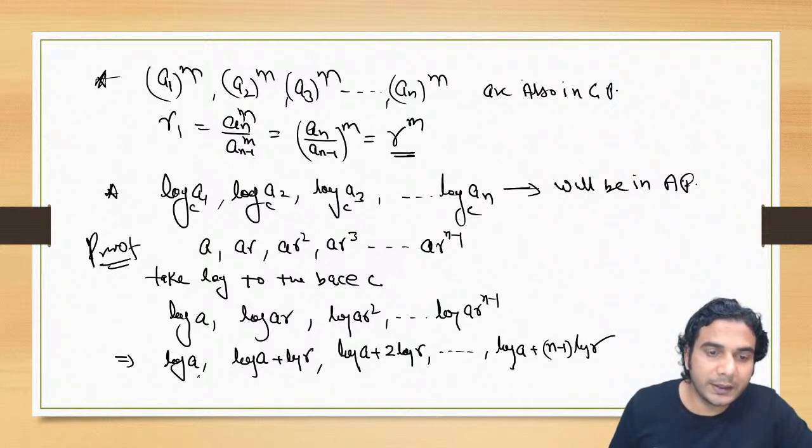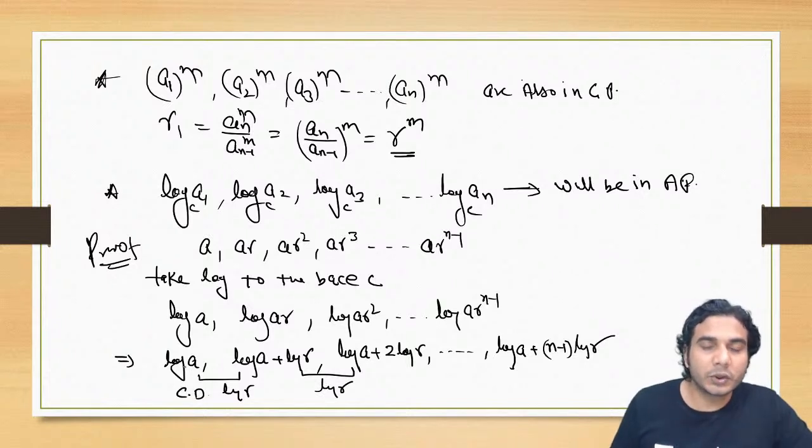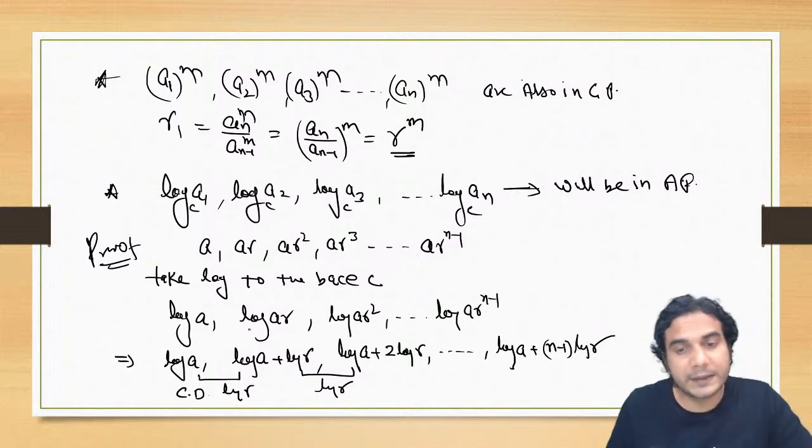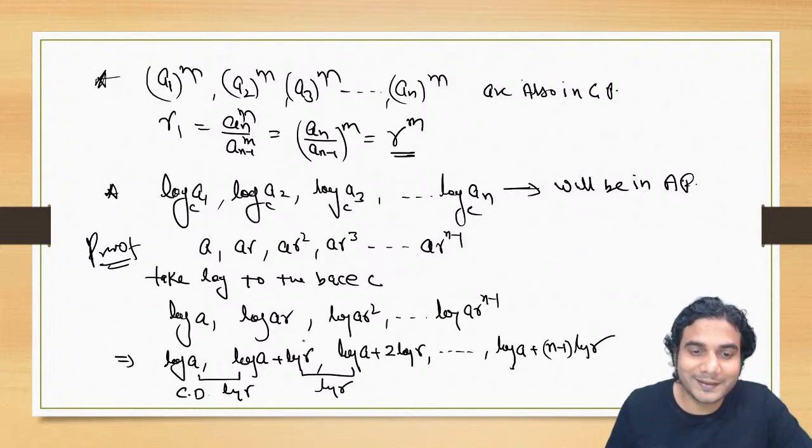Now if you see the difference of these two, it's log R, difference of these two is log R, right? Common difference. Or you can say first term is log A, second term is log A plus log R, the next term is log A plus 2 log R, the next term will be log A plus 3 log R. So have you got it? This common difference is constant of two consecutive terms. So now these terms are in AP with common difference. What will be the common difference?